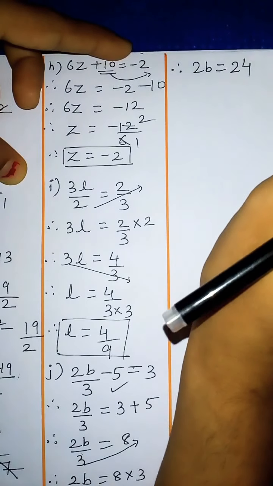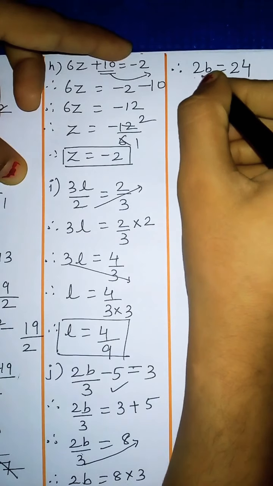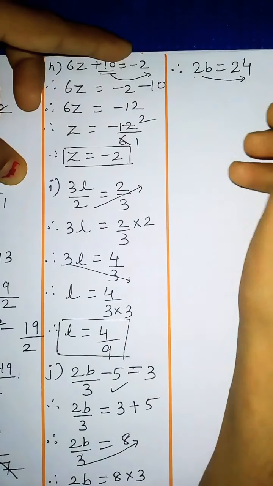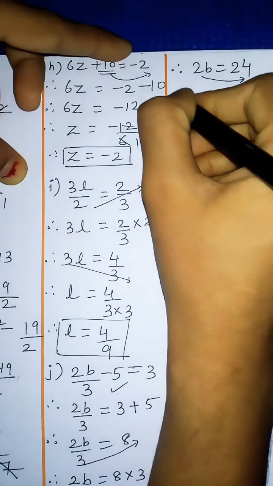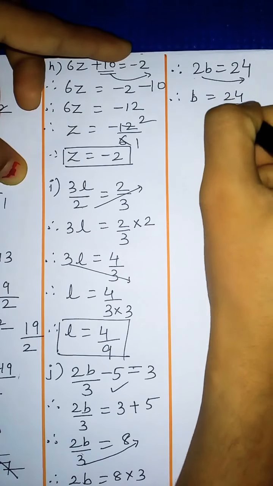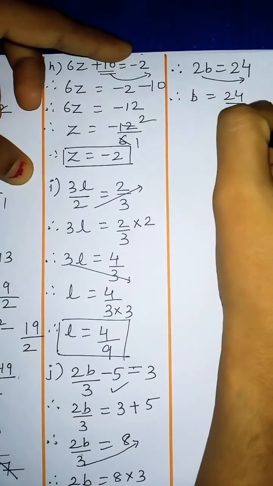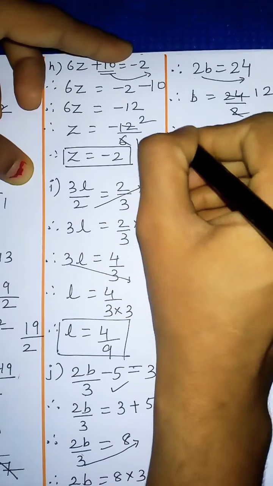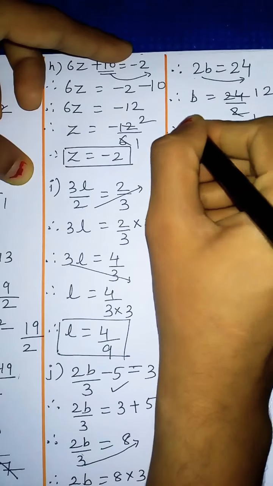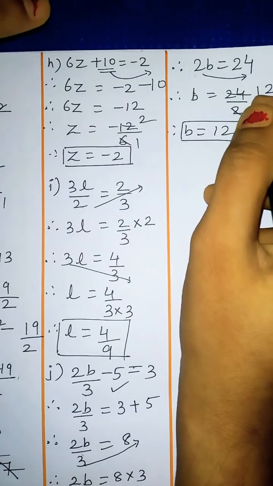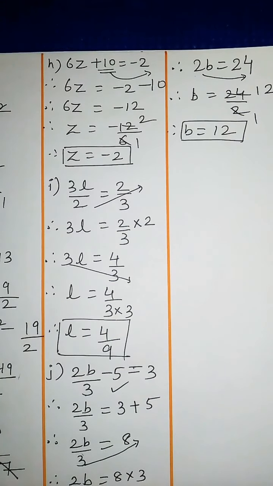Now this 2 we will remove. This 2 is in multiplication, so it will go this side and we will write it where? In division, means we will write it in the denominator. So here only b and this side 24 upon 2. Now cancellation is possible. 2 1s are 2, here also 2 1s are 2, and 2 2s are 4. So b equal to 12. So this is our answer of the last sum. So this was question number 1 of exercise 4.3. Hope you understood.